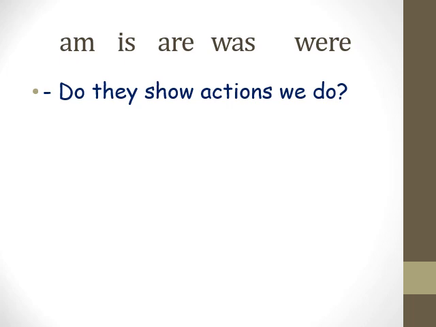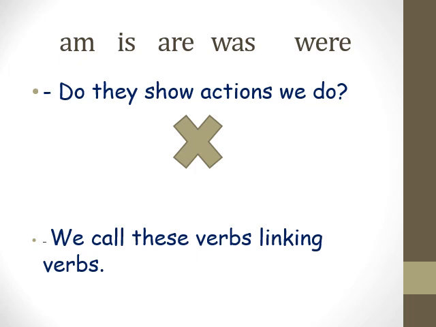Do they show actions we do? Are they actions? Do you usually am? Do you do was? Do you do were? Of course not. We do not do them as actions. We cannot call them action verbs. They have another name. We call these verbs linking verbs. So, in addition to their name, verb to be, I call them linking verbs. Linking verbs are verbs that do not show actions we do.